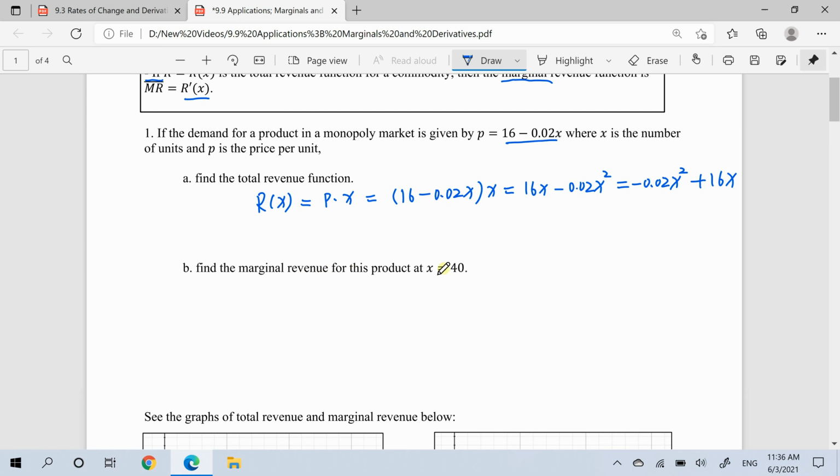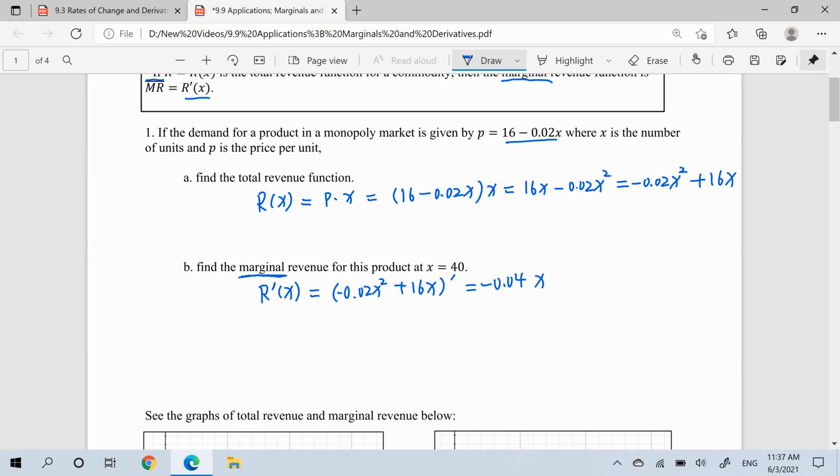Find the marginal revenue for the product at x equals 40. First we see the keyword. We need to get R prime, because marginal means the derivative, means this prime. We copy this function here. Based on the power rule, the 2 jumps down: negative 0.04, because 2 times 0.02. Then 2 minus 1 is 1. Then plus, we use the addition rule, then 16. Apply the power rule again, we get 16.